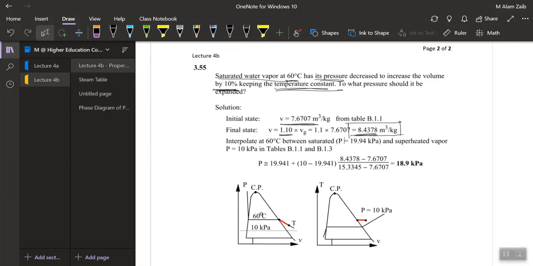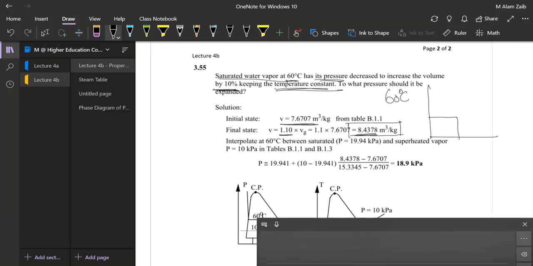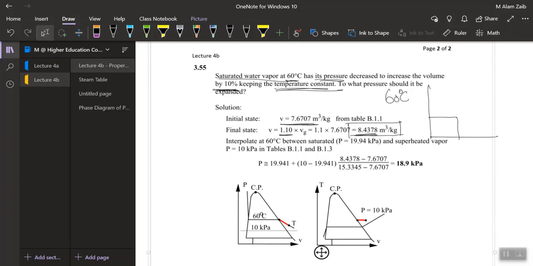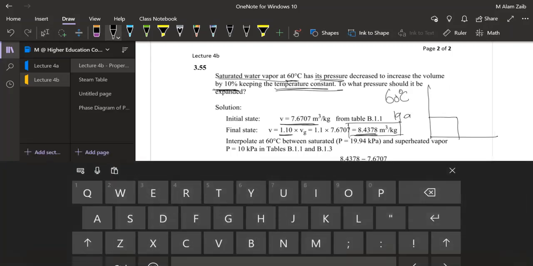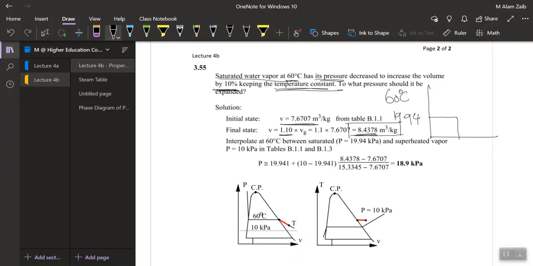So what I'm saying now is that the pressure would be reduced. In other words, let me draw this over here, at 60 degrees centigrade. The initial pressure is P equal to 19.94, with a volume of 7.6707. The pressure is reduced and I increase the volume. So let me say this is reducing pressure, in this direction, so increasing the volume.